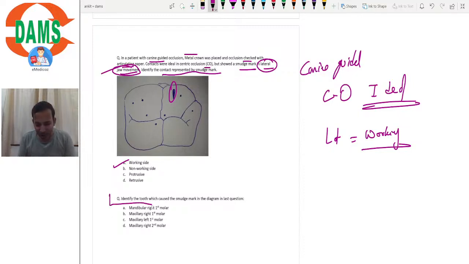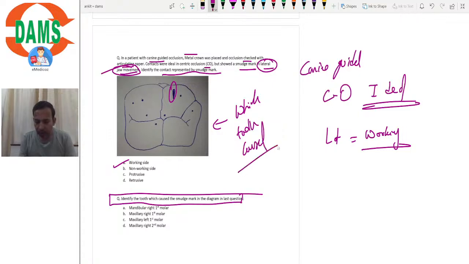Now let's go to the next question, which is a continuation of this, or which again depends on this first diagram. Identify the tooth which caused the smudge mark on the diagram in the last question. Which tooth caused this smudge mark? Obviously this is the mandibular tooth, as you can see. Distal cusp, distobuccal and mesiobuccal cusp, isn't it? So this is the mandibular first molar, and opposing it would be the maxillary first molar.